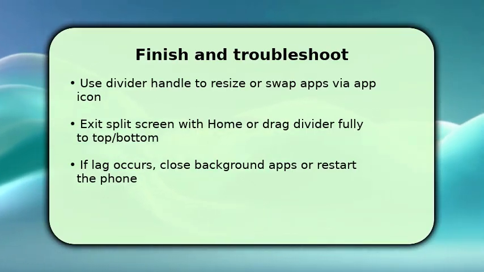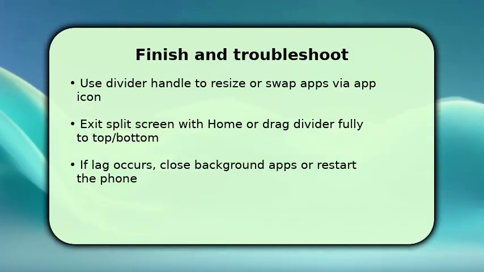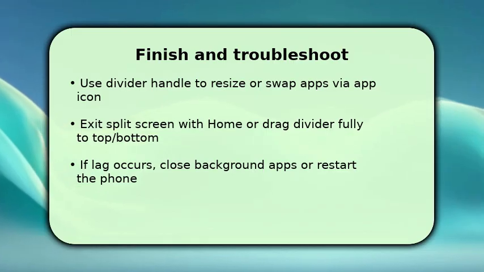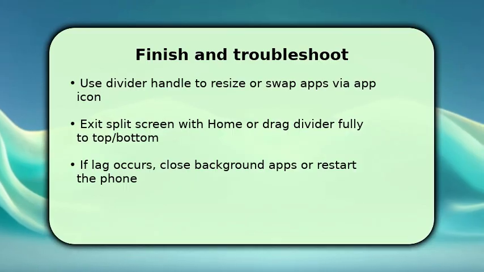If you hit problems, like lag or one app not responding, make sure to close heavy background apps and try again. A quick restart clears memory and resolves most issues. If split screen still fails, check MIUI settings or app compatibility as a last step.